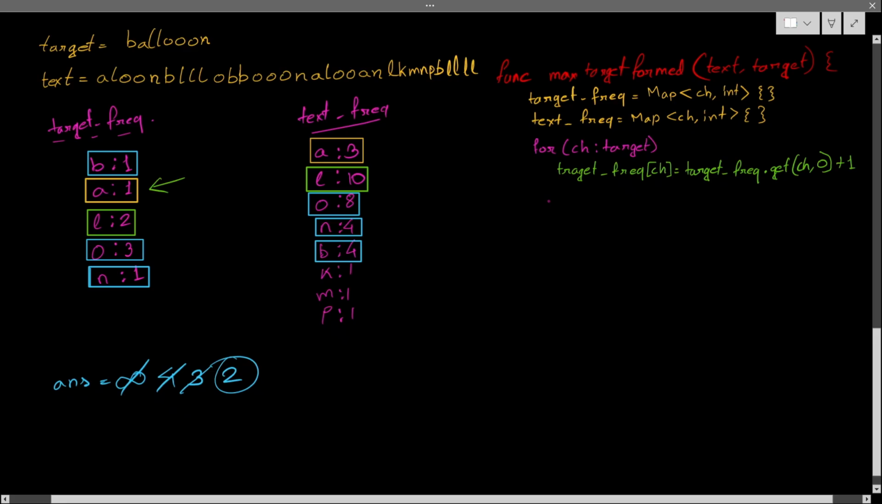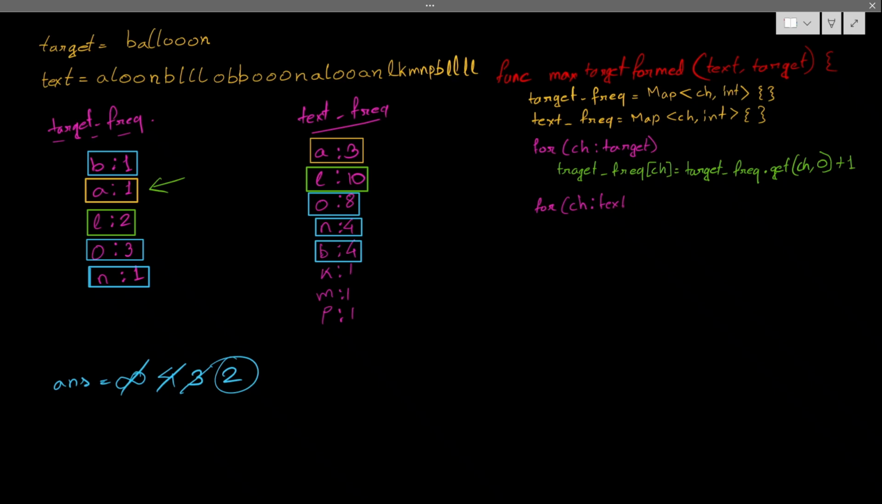Now another for each loop for my text. So for each character in text, same thing I will do. Let me use a bracket here to make it easier to understand. Text frequency of this character equals text frequency dot get of that character. If it is present, it returns that count. Otherwise, it will return 0. Plus 1, simple.